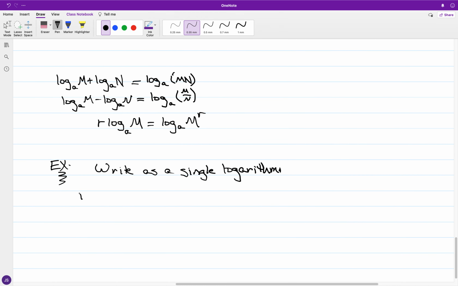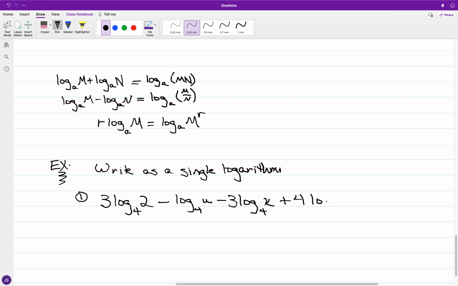okay, and let's say that if we have something like say something like 3 times the base 4 logarithm of 2, and we'll say we have minus the base 4 logarithm of u minus 3 times the base 4 logarithm of x and we'll say we have plus 4 times, okay, the base 4 logarithm of z.